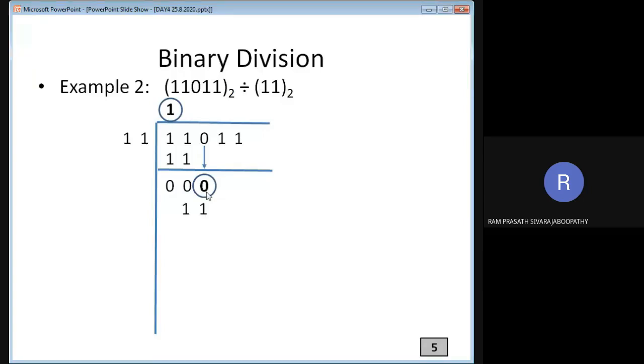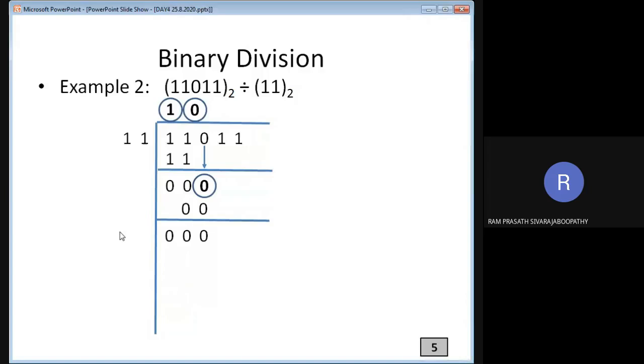Fine. Next. Again, I am right shifting the divisor by 1 bit position. Now is it possible to subtract? Can you type it in the chat box? Without borrow, is it possible to subtract 1 from 000? No. Okay, in that case what we have to do? Subtraction cannot be done without borrow. So we are putting 0 in the quotient part, and we are putting 0 instead of 1. Now it is subtractable.